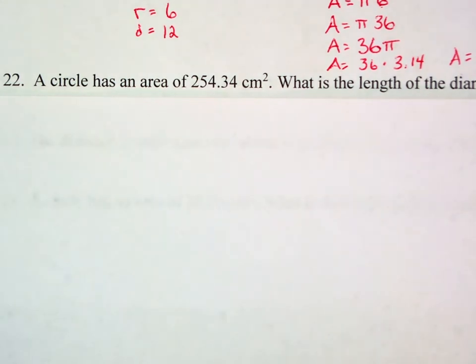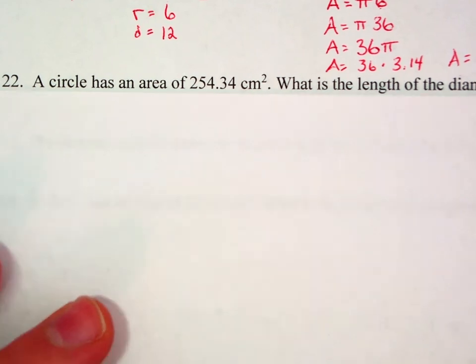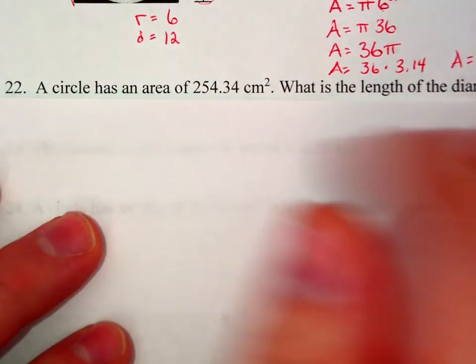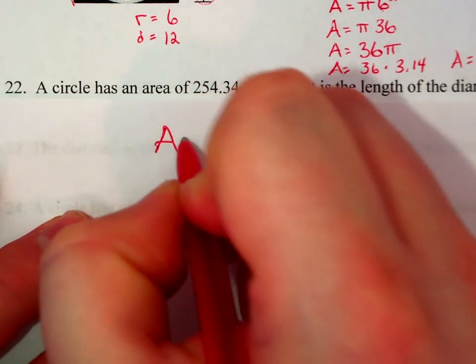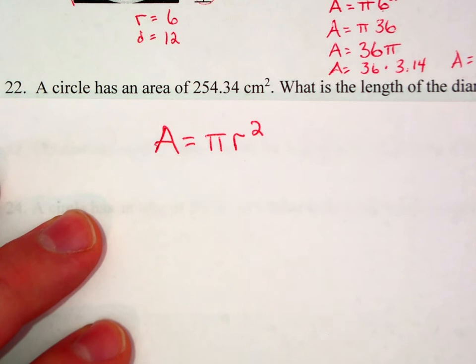Problem 22. A circle has an area of 254.34 centimeters squared. What is the length of the diameter? Since it's giving us area, I'm going to go ahead and write down the area formula. A equals pi r squared.